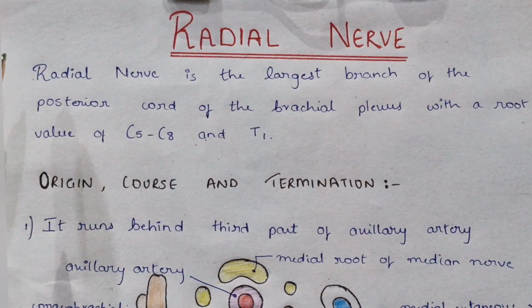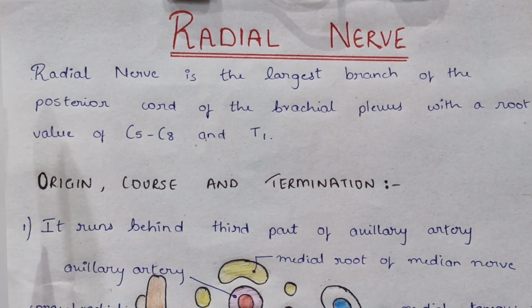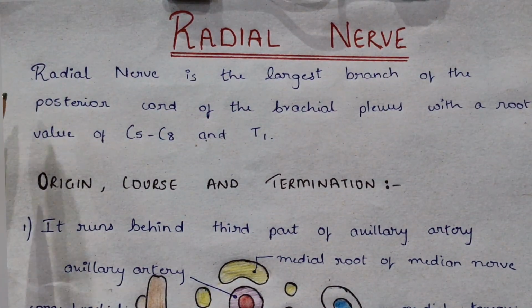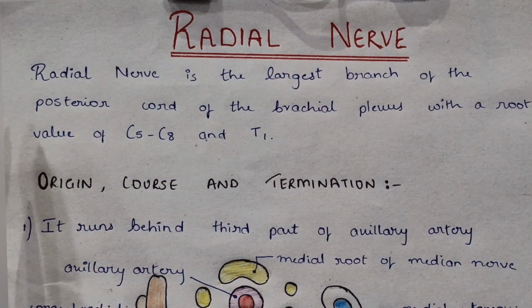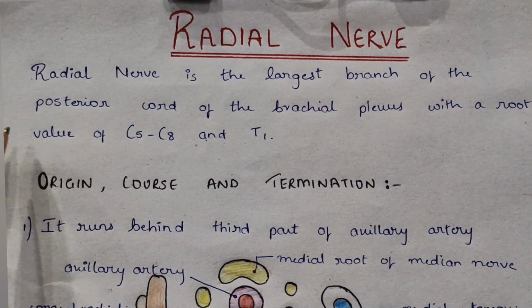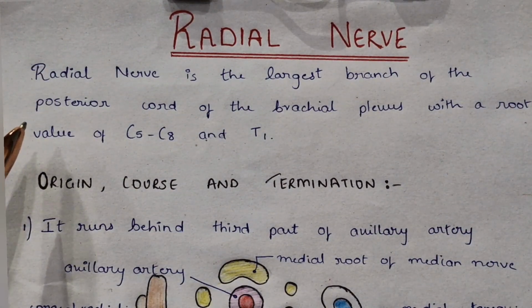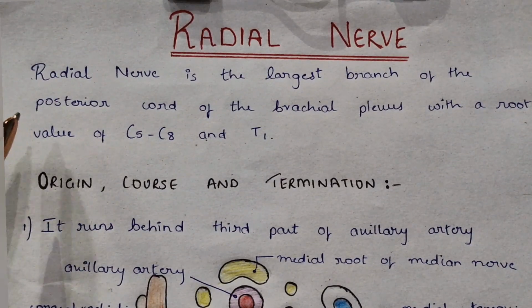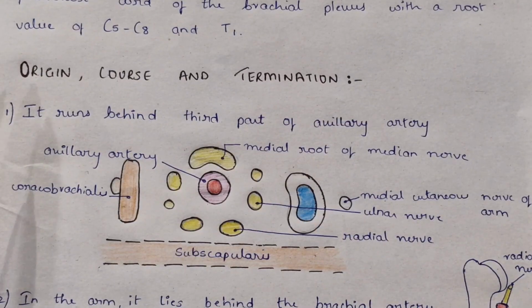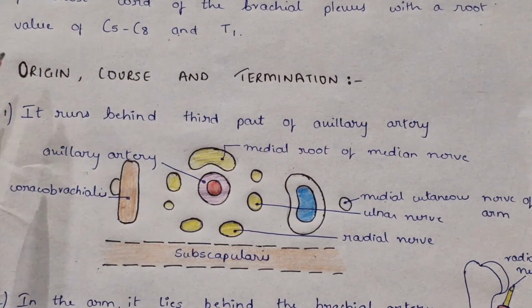The radial nerve. The radial nerve is the largest branch of the posterior cord of the brachial plexus with a root value of C5 to C8 and T1. Origin, course, and termination of the radial nerve.